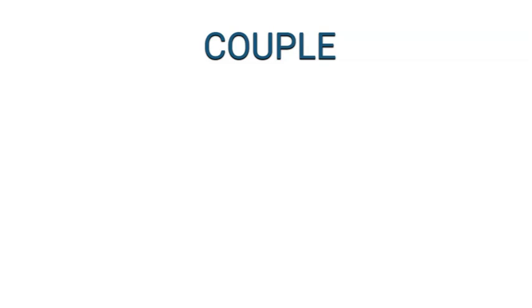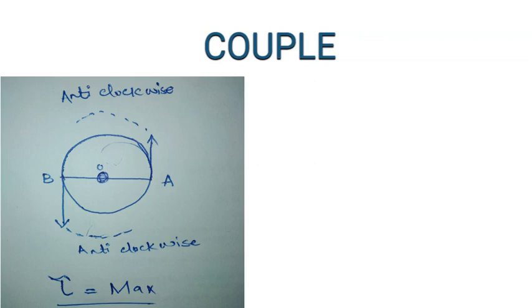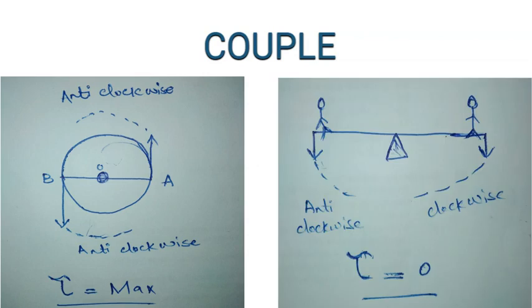Now there is a difficult point to understand, so there is a need to pay more attention here to understand what I'm going to say. We have two different examples, a car steering and a seesaw. In both of the cases we have a pair of forces, but there are different results in both of the cases.